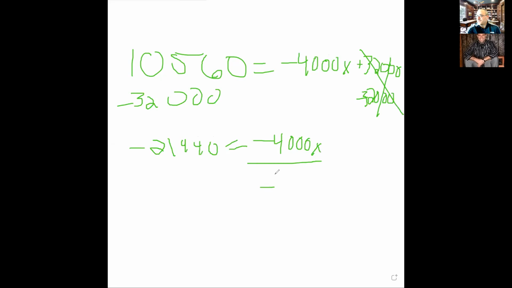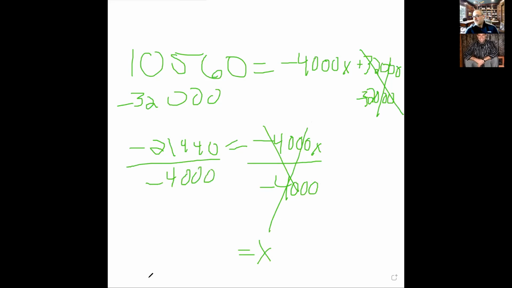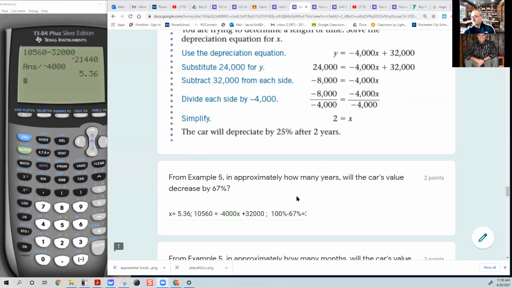And then I'm dividing by negative 4,000. I showed you how to do it in the calculator because that's how I do it. This cancels, which gives me X equals whatever this is over here. And then we found that was going to be 5.36. All right, that's how you do it on paper. That's the old school method. That's Algebra 1 stuff. Just wanted to have you realize that that's kind of how it goes.